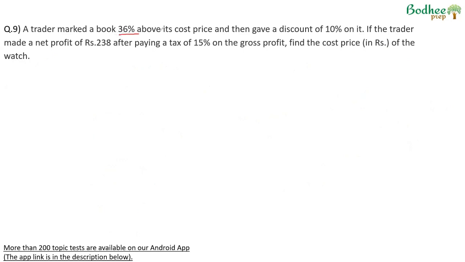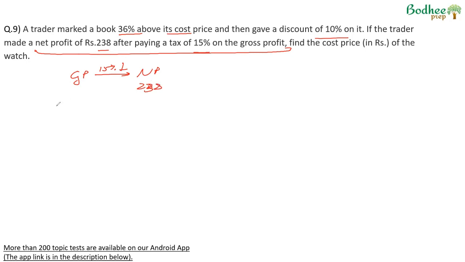A trader marked up 36% above its cost price and then gave a discount of 10% on it. If the trader made a net profit of 238 after paying taxes of 15% on the gross profit, find the cost price. Now, first of all, let us deal with this net profit and taxes first. Gross profit, tax 15%, so it reduces by 15% to get the net profit. Net profit is given as 238. So we can say the gross profit into 1 minus 15 by 100, since tax of 15% reduces the value of the gross profit by 15%, is equal to 238.